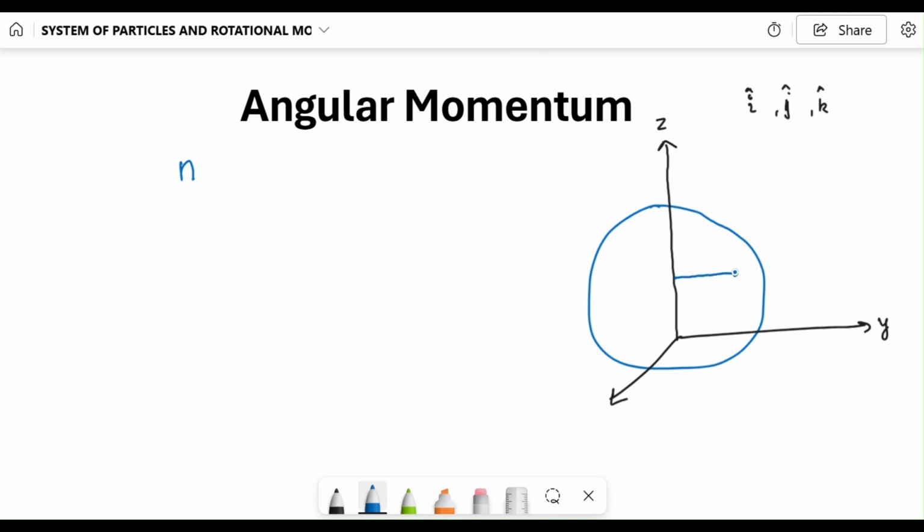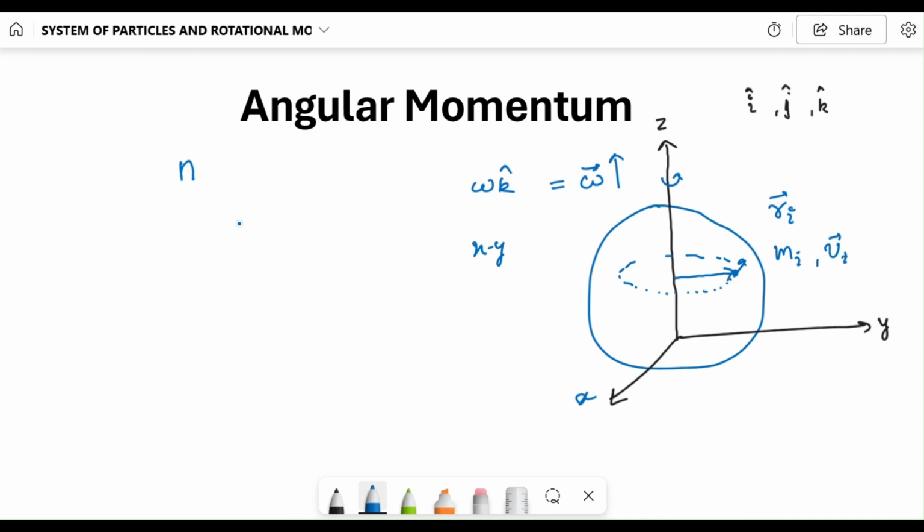Its position will be ri with respect to this axis, and if this body rotates about the z axis, the angular velocity, if its magnitude is omega, we can write as omega k cap, because the body is rotating along the z axis. Now this particle will follow a circular path which is in the xy plane. This particle has mass m, and its velocity is vi.